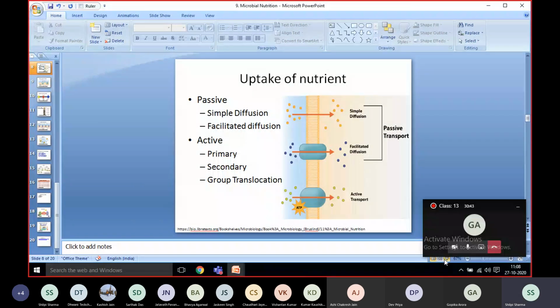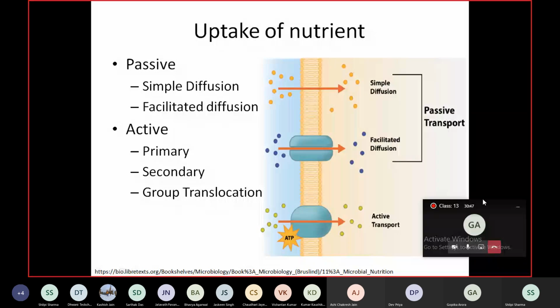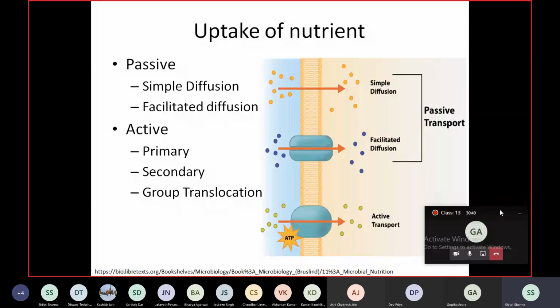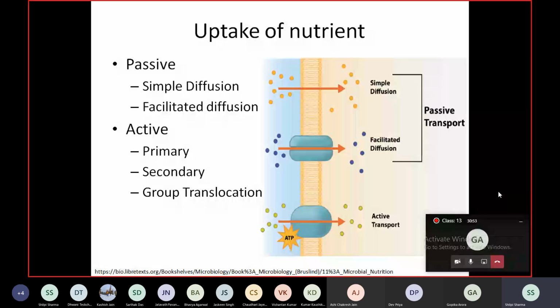So in the last class, we were talking about nutrition. Then we talked about what are macronutrients and micronutrients, or major elements and minor elements, or trace elements. And then we went on to discuss the uptake of nutrients, which I guess will be taken up in detail in your biochemistry class as well. But I wanted to tell you about the two modes of transport. One is the passive mode and the other one is the active mode.